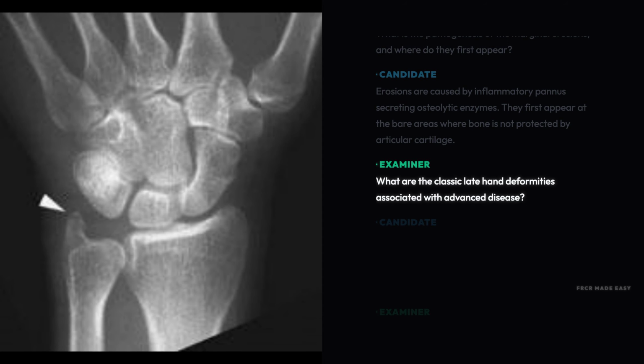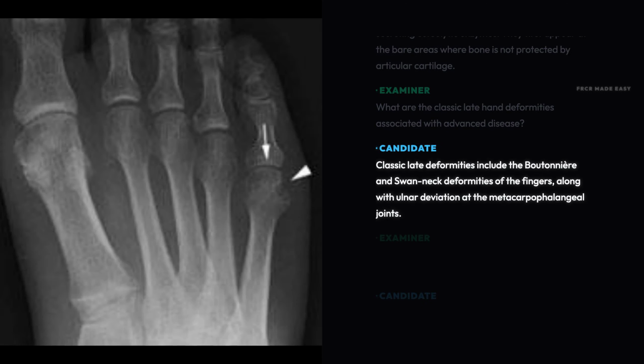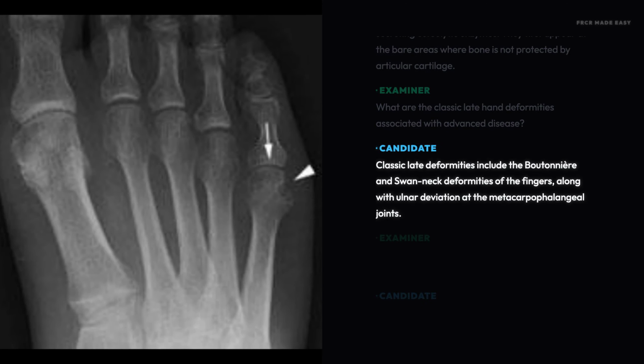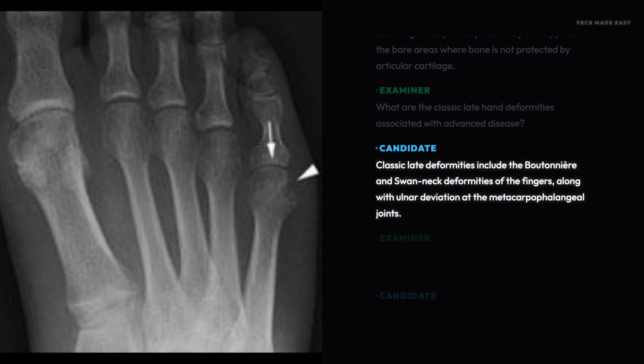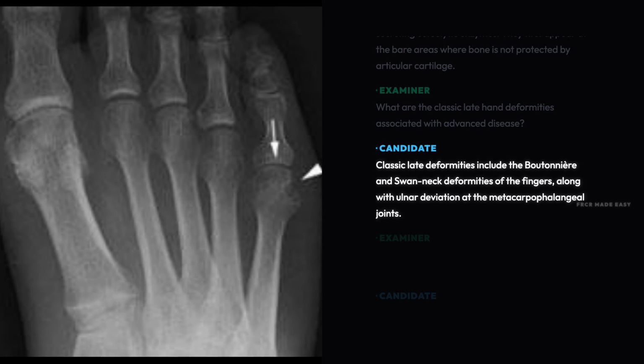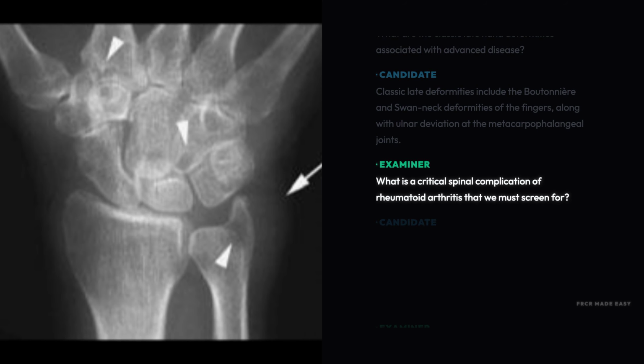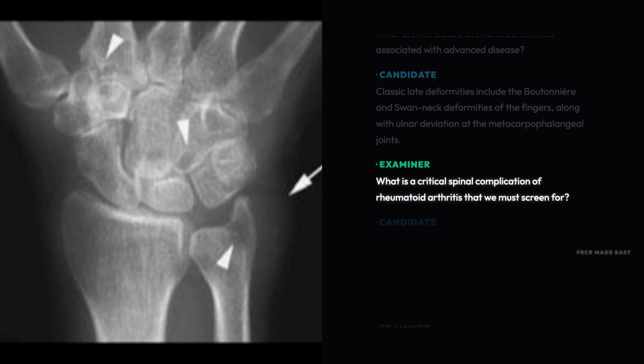What are the classic late hand deformities associated with advanced disease? Classic late deformities include the boutonniere and swan neck deformities of the fingers, along with ulnar deviation at the metacarpophalangeal joints. What is a critical spinal complication of rheumatoid arthritis that we must screen for?